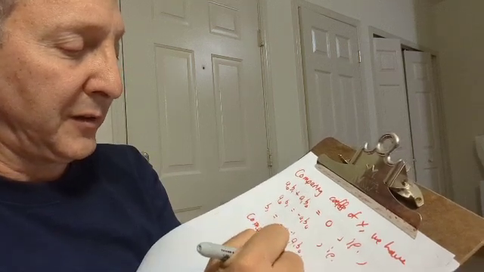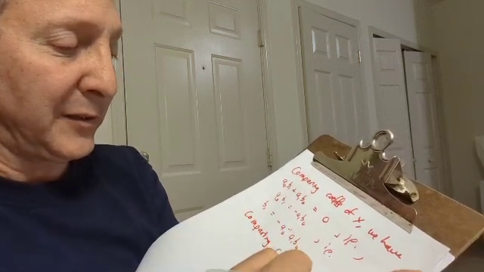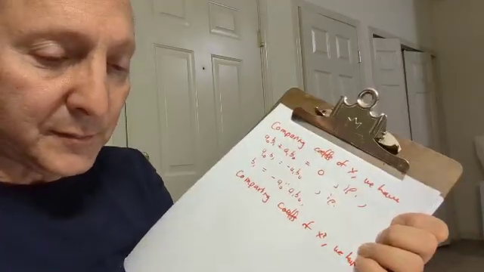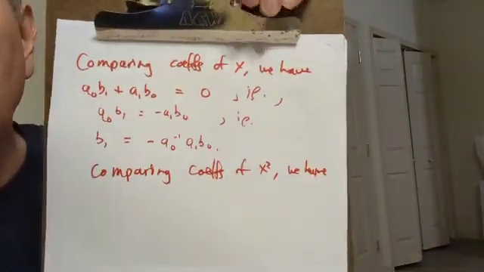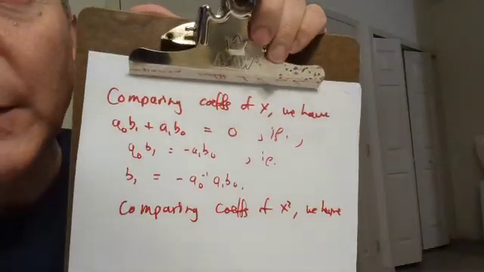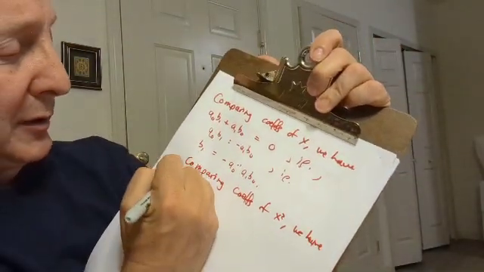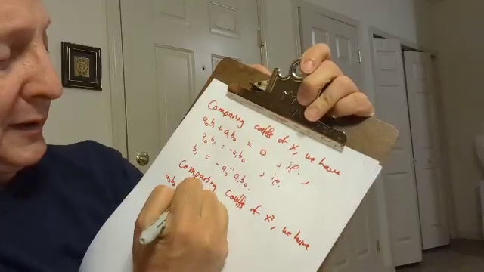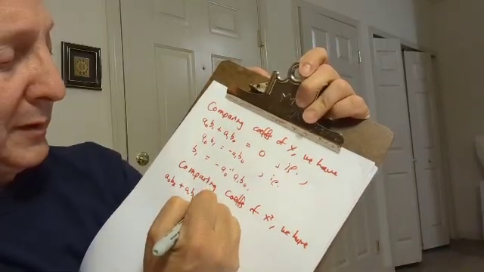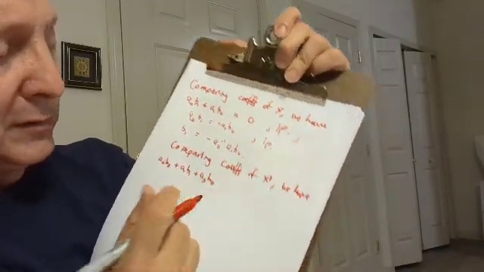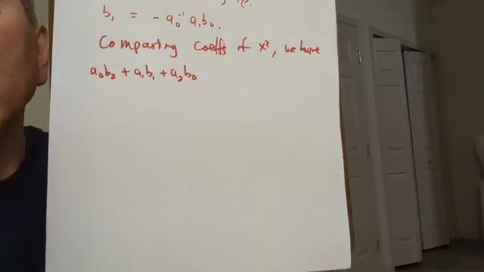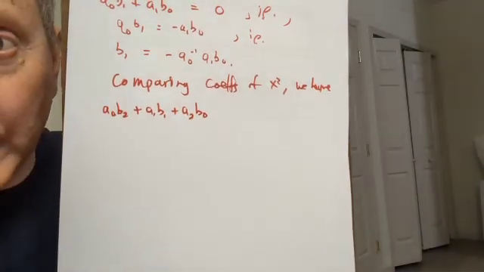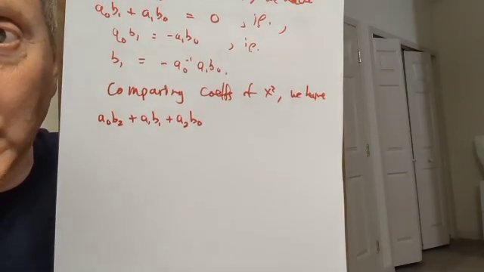Comparing coefficients of x squared, we have, let's see, when we multiply the A and B power series, the x squared term is going to look like a0 b2 plus a1 b1 plus a2 b0. Those are the three ways to get x squared out of the A series times the B series.